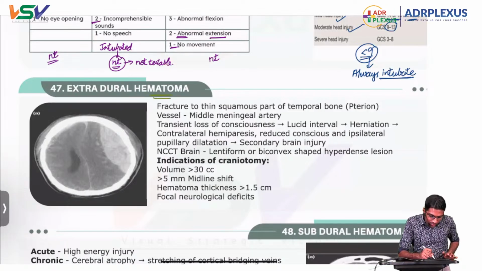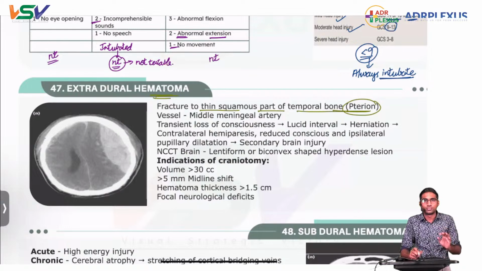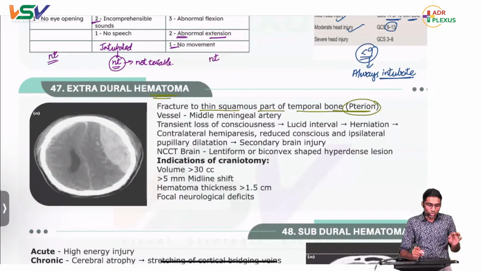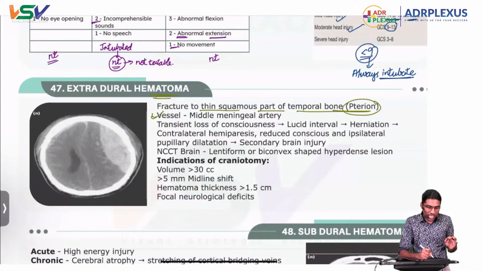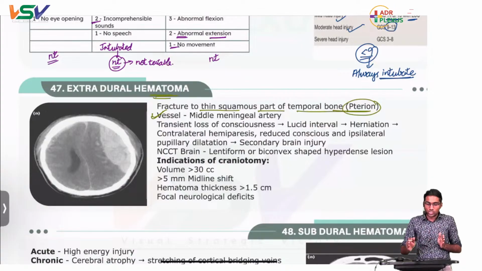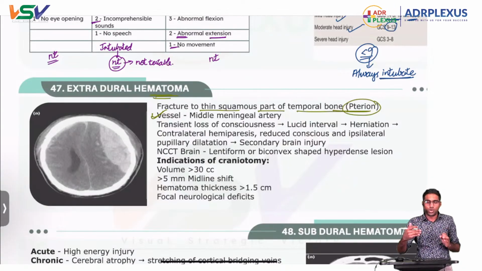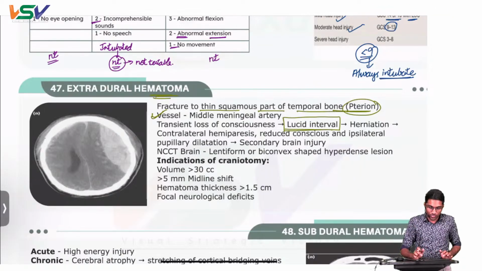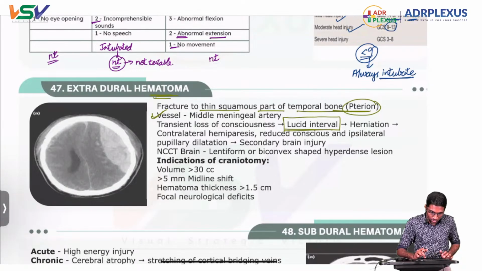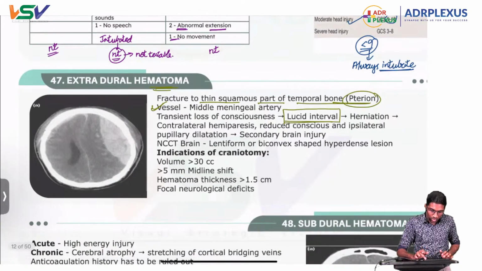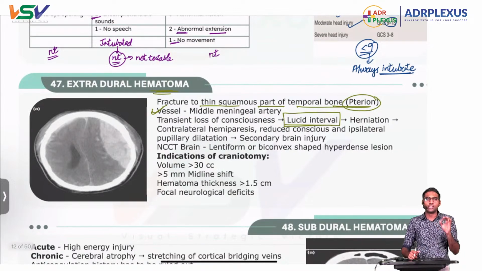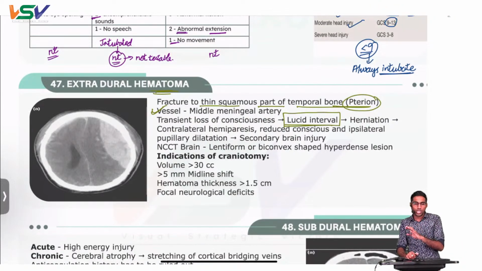So EDH is a fracture to the thin squamous part of the temporal bone, that is known as the pterion. The vessel that is involved is the middle meningeal artery, that is the important vessel that is getting involved. It is always an arterial bleed. So there will be transient loss of consciousness, and again the patient will become normal. This is known as the lucid interval. Lucid interval is characteristic only of an extradural hematoma.